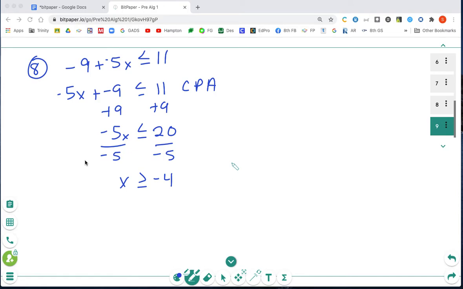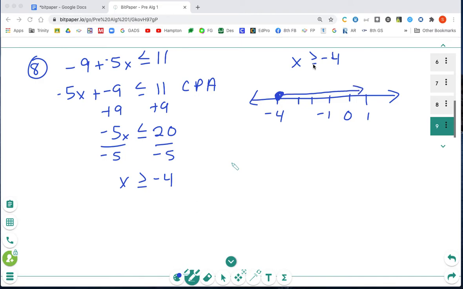Now I'm going to go ahead and graph it. So x is greater than or equal to negative 4. I'm going to put my 0, my positive 1, my negative 1, 1, 2, negative 2, 3, negative 4. The solid line tells me it's going to be a solid circle. And I want numbers that are greater than negative 4. So I'm going to go to the right.